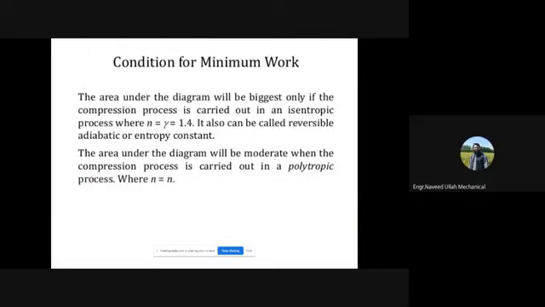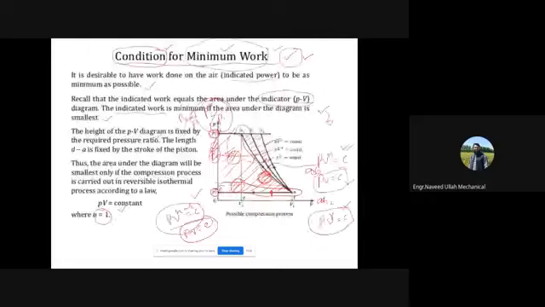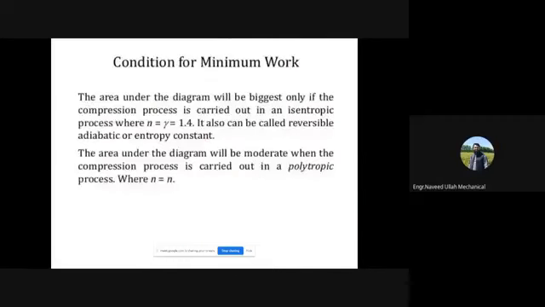Then they are also explaining that the area in the same diagram, they are referring to this indicator diagram. The area under the diagram will be biggest only if the compression process is carried out in the isentropic process, where n is equal to 1.4. So n is equal to 1 के लिए isothermal minimum power work consumption, n is equal to gamma is equal to 1.4 के लिए आपके पास जो वर्क कंजम्पशन है वो ज़्यादा होगा. It can also be called reversible adiabatic and isentropic process.